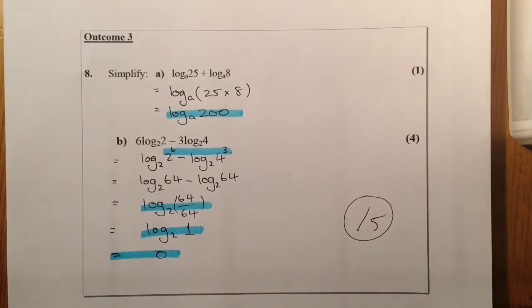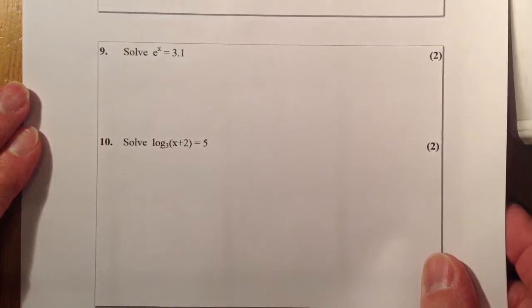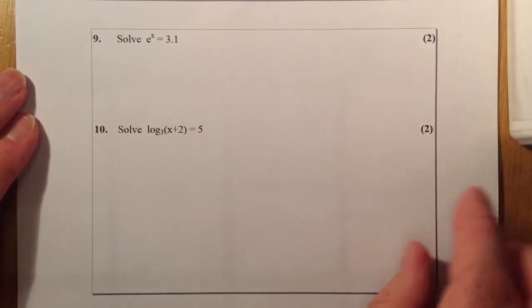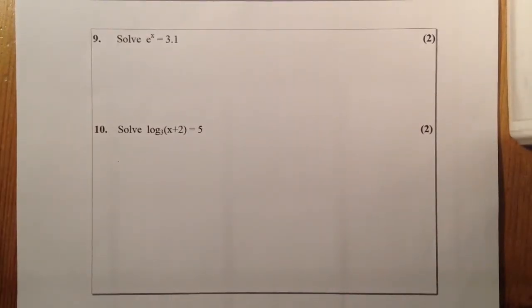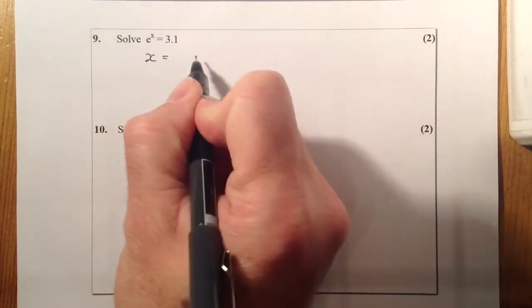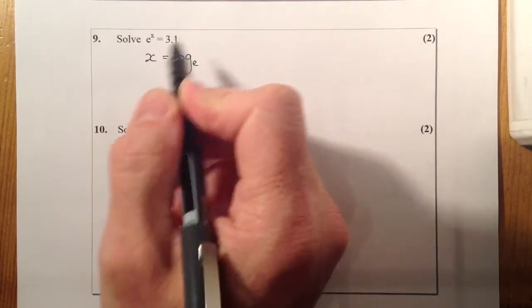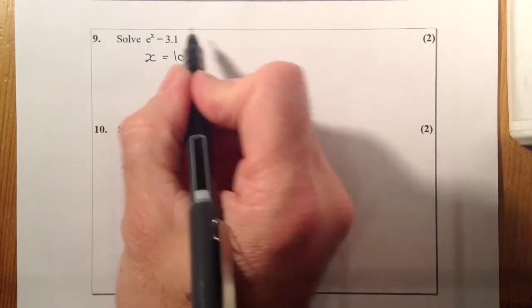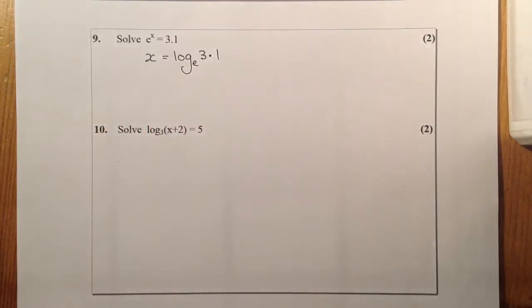Right, let's go on to question number 9. So question 9, what we have is we've got solve e to the power of x is equal to 3.1. Right, so the first thing that I'm going to do is convert it from the exponential form into log form to allow me to solve this equation. So I'm going to write x is going to be equal to log to the base e, okay, and what we've got is 3.1 sitting there.